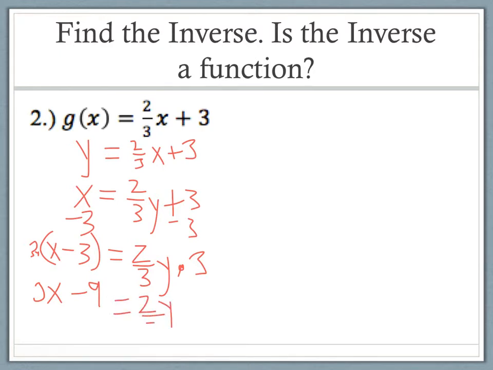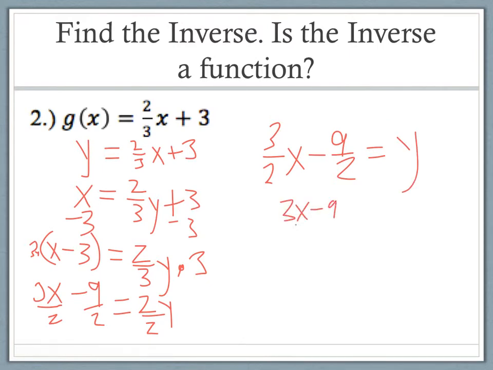Now I'm going to divide everything by 2. So I have 3/2 x minus 9/2 equals y. Okay, and we just talked about it. You could write it as 3x minus 9 over 2. I'd accept that as well.